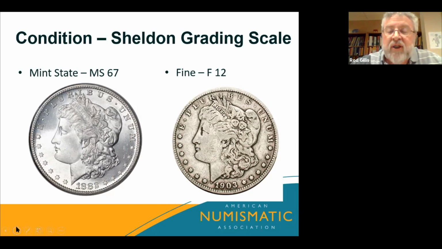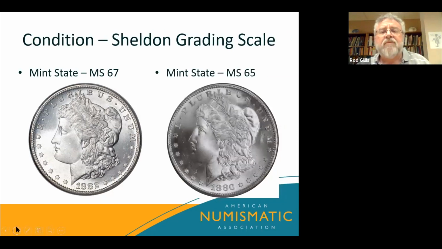Now, obviously, looking at these two coins, you can tell the difference right away between the two of them. And if I asked you to pick out which one was mint state or which one to pick out fine, you could do that without any problem right away. The problem arises when we look at these two coins.